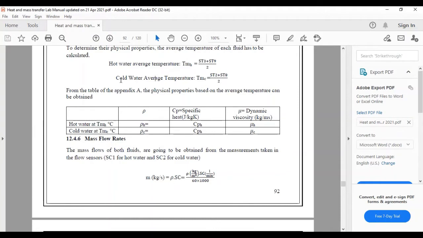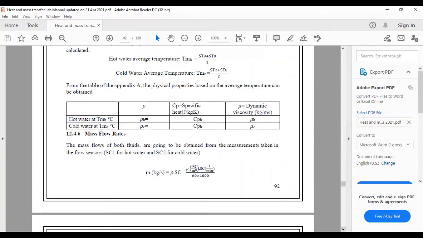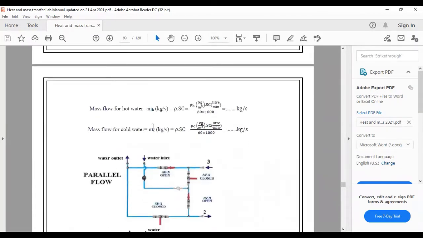Similarly, for the cold water average temperature, it is ST2, the cold water at inlet, and ST8, at outlet, and we will divide by 2 and get the average value. So we will use these average temperatures to get the density, specific heat and dynamic viscosity of water at the hot average temperature as well as the cold average temperature. Then we will use all of these values in this equation of mass flow rate, and we will get the mass flow rate of hot water as well as cold water.